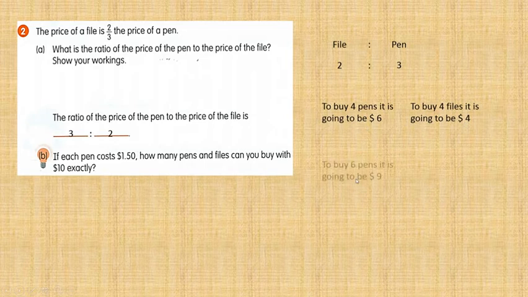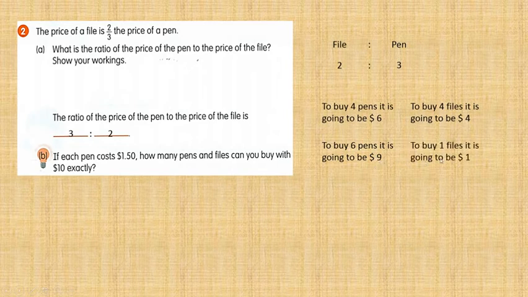Or another option, to buy six pens, which is $9, and the remaining is $1, which I can buy one file with. So I can buy one file and six pens. And the third option, the last option, is to buy two pens, which equal $3. So the remaining is $7, and I can buy seven files. Okay, so this is the question.